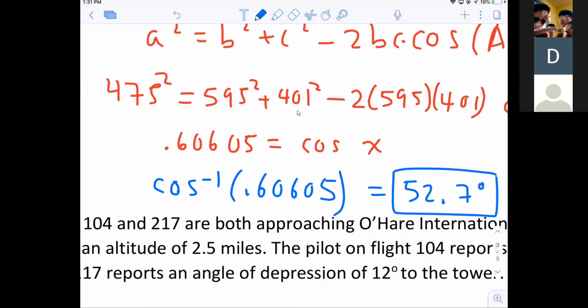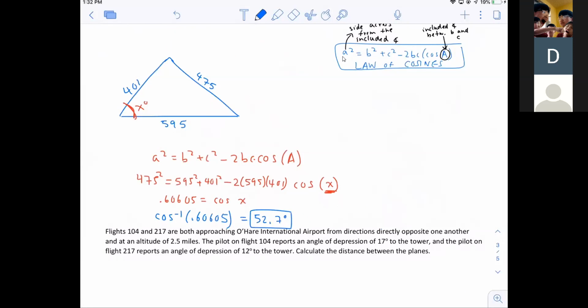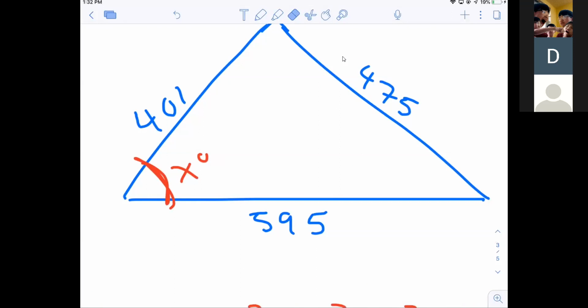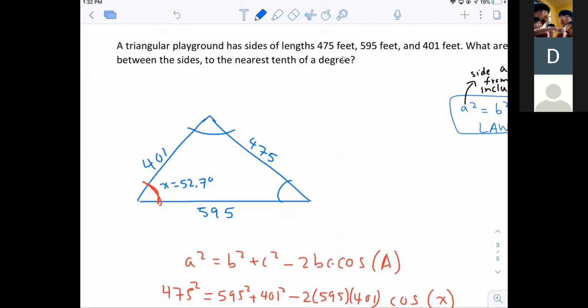So I wrote we got 0.60605 equals cosine x. Take the inverse cosine of both sides, and we get 52.7 degrees. All right, we have one angle. Let me leave it as x so we know where that came from. That's 52.7 degrees. Oh man, do you want to do law of cosines two more times to get those missing sides?